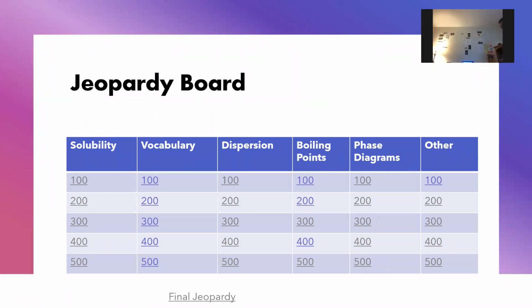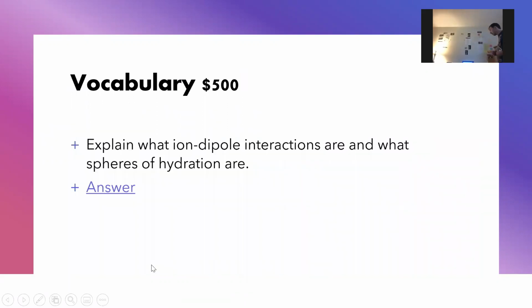Brookdale, you got that one. Solubility for 500. Brookdale, you have control of the board. That was a bold move there. Vocabulary for 5. Explain what ion-dipole interactions are and what spheres of hydration are.